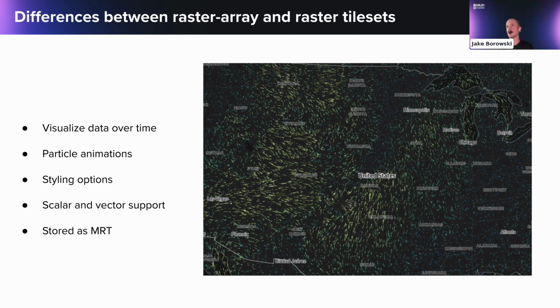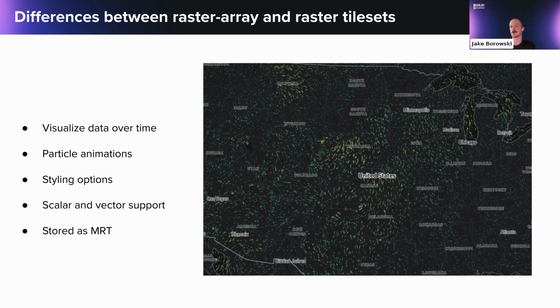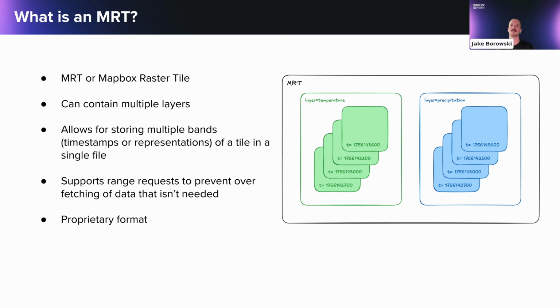This data is stored as an MRT tile. So it's called a Mapbox Raster tile under the hood. And what this allows us to do is to store a lot of information about a single tile in a slightly different way than we would in a raster tileset, which is just going to generally be a PNG or a WebP. An MRT can contain multiple layers, layers being different representations of data. In the case that I have here, we might have a layer representing temperature and a layer representing precipitation. Within each layer, we can have multiple bands.